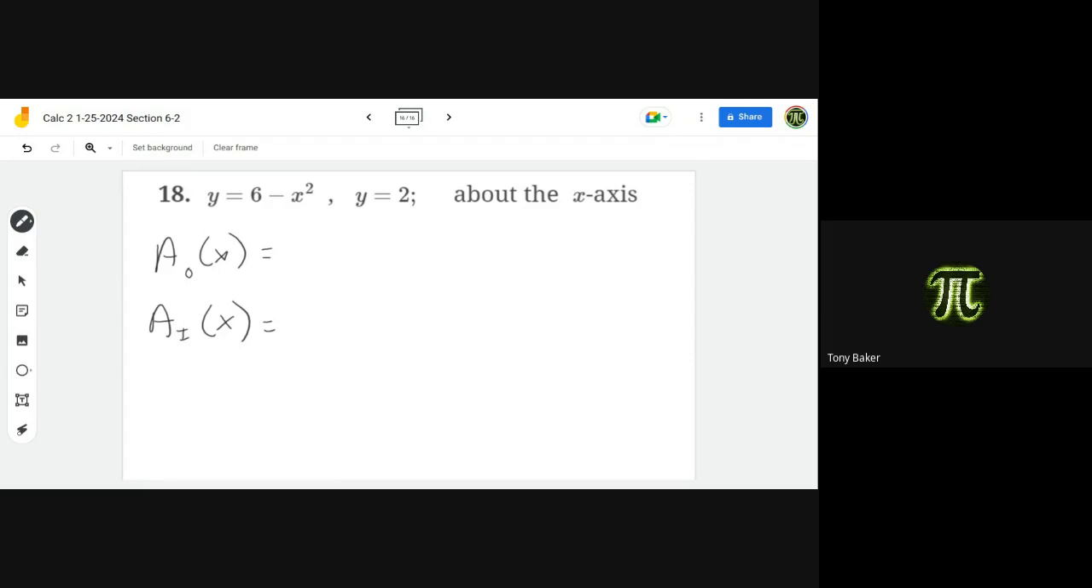Is it in between just 0 and 1? No, you have to find out where they intersect. You can graph it. If you just graph them, it's going to tell you where they cross. You can plug it in and solve it. It's 6 minus x squared equals 2. And solve.